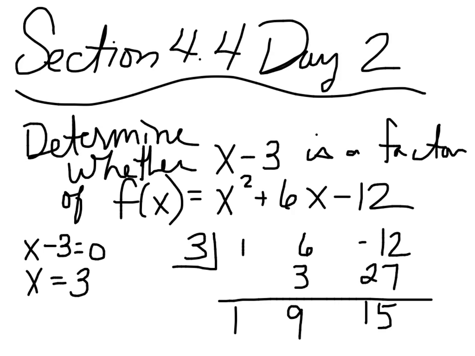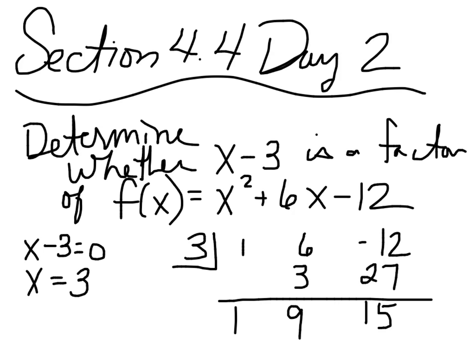Does anybody have any idea what number I should get for the remainder if it is a factor? 0. What I'm looking for is the remainder to equal 0. So when it says determine whether this is a factor or not, you synthetic divide it. If the remainder is 0, yay! If it's not 0, boo! Okay, that's how it works.